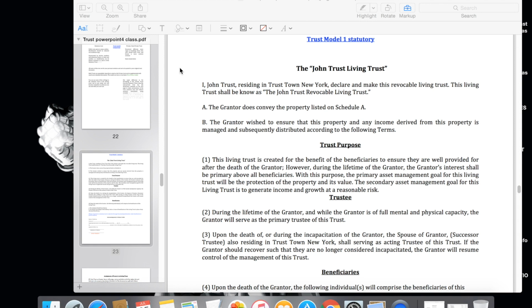So we're going to start with Trust Model 1, and we're just going over the verbiage and ironing out anything that may seem foreign or that may not be understandable at first glance. So we have our announcement. I, John Trust, residing in Trust Town, New York, declare and make this irrevocable living trust. This living trust shall be known as the John Trust Revocable Living Trust. Now, although the word revocable is in here, you would not need to put that in your titling.